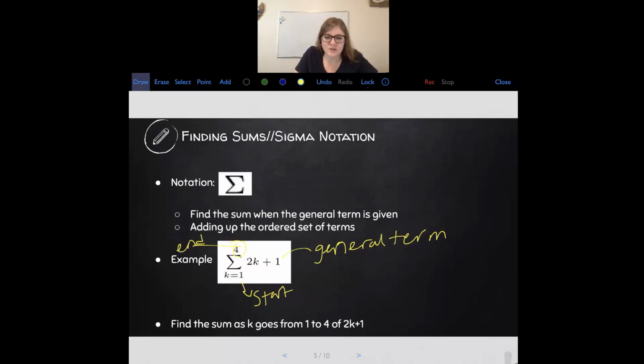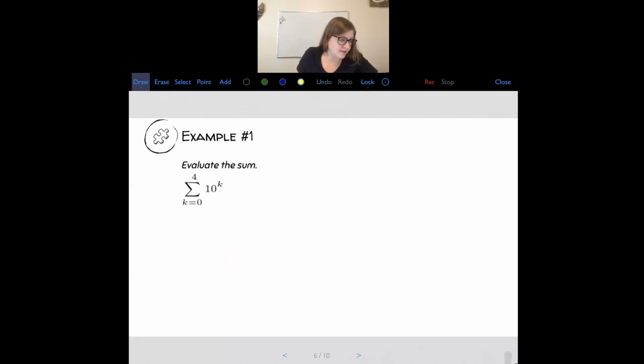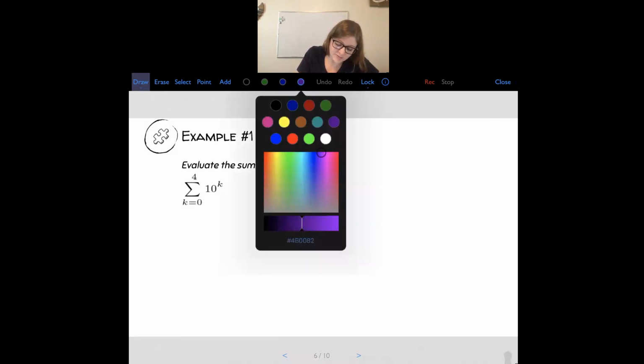Okay, so the way that this reads is we're finding the sum as k goes from 1 to 4 of 2k plus 1. So let's take a look at a couple of examples. First, evaluate the sum. We have the sum going from k is 0 to 4 of 10 to the power of k. So we have to find all of our terms and then add them up.